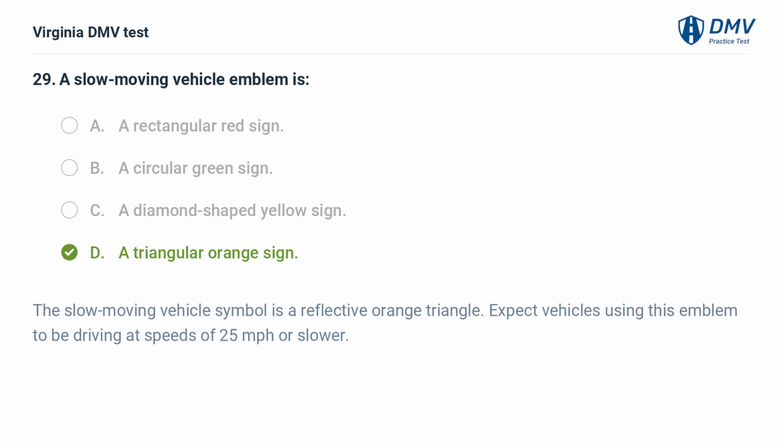The slow-moving vehicle symbol is a reflective orange triangle. Expect vehicles using this emblem to be driving at speeds of 25 miles per hour or slower.